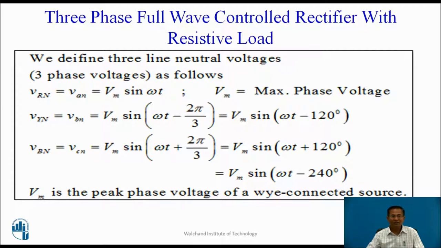We define the three line-to-neutral voltages, the three phase voltages, as follows. VRN equal to VAN equal to VM sin omega t, where VM is the maximum phase voltage. VBN is equal to VM sin of omega t minus 2 pi by 3, and VCN is equal to VM sin of omega t plus 2 pi by 3. VM is the peak phase voltage of the star connected source.